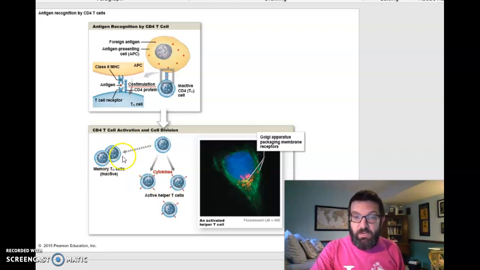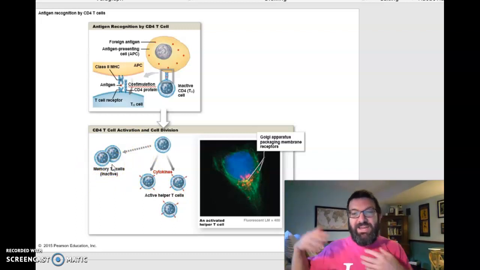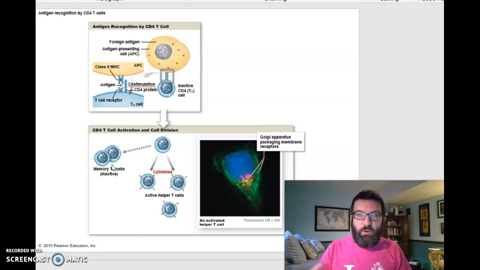They will also make memory T cells, which are inactive until the next time that they get exposed to this same antigen. And so again, they're long-lived. They'll stay in your body for a long time and make you essentially immune to this particular disease that carries this antigen for at least a while.